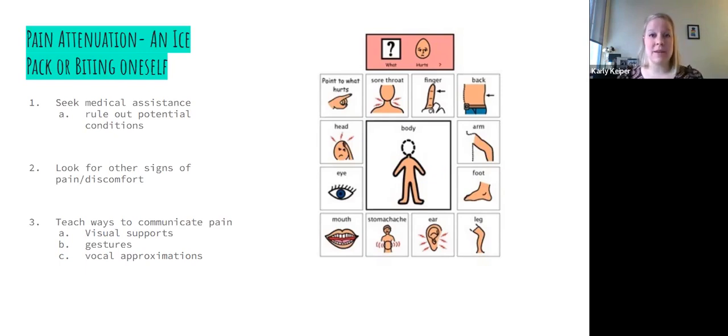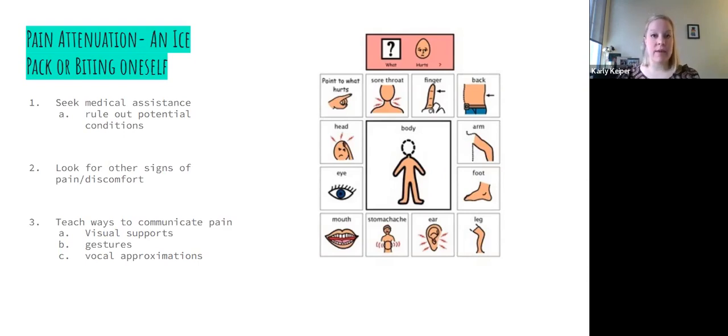And then vocal approximations. So if they can say, ouchie, thingy, things of that nature, pick up on those, use those. Those are functional communication, right? They're letting us know their needs and then follow through. You might also teach words like boo-boo. Those are ones that are commonly used. It's just consistency is key when you're working with those vocal approximations, especially if you're teaching them. So making sure that you use the same word to describe what hurts or how it hurts every time.